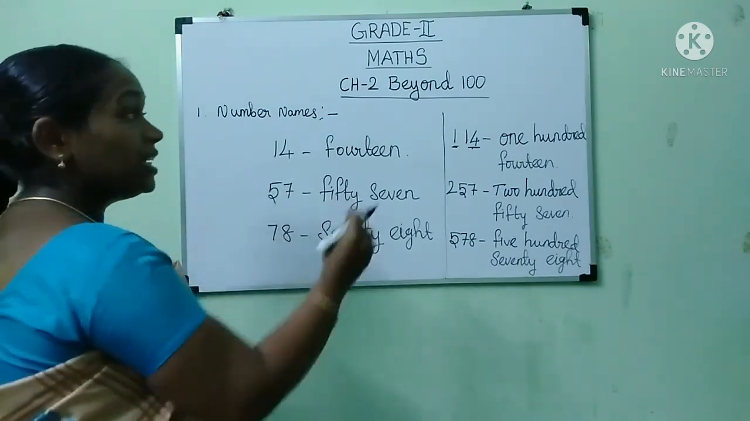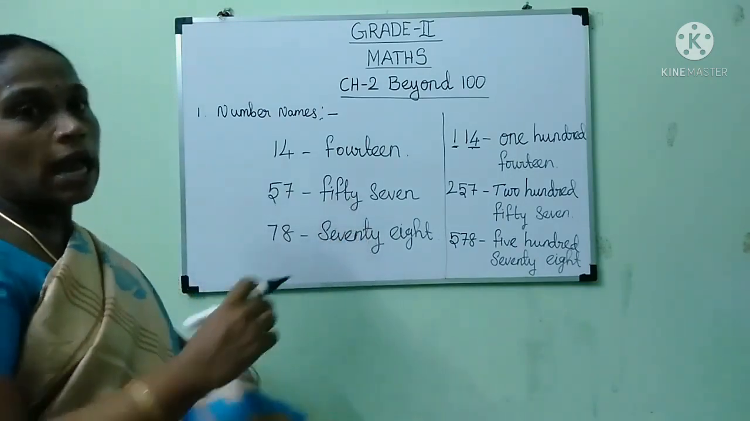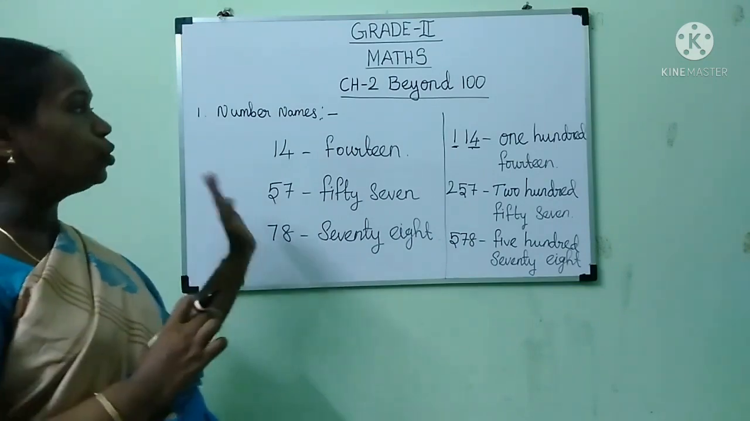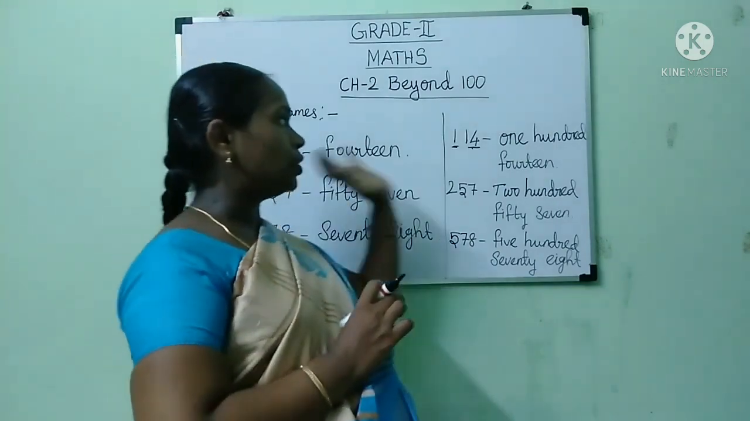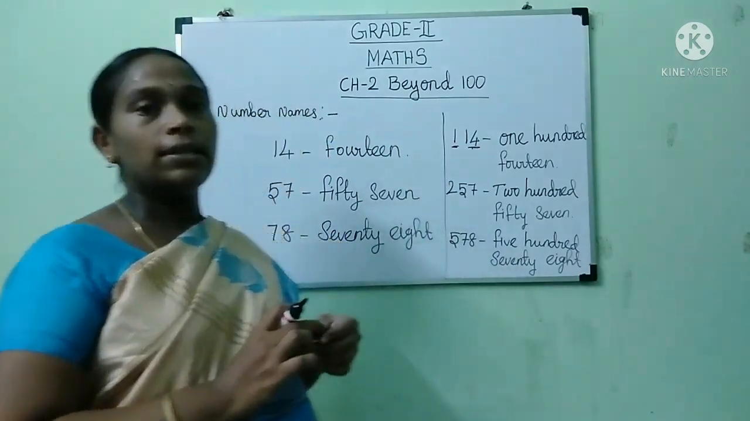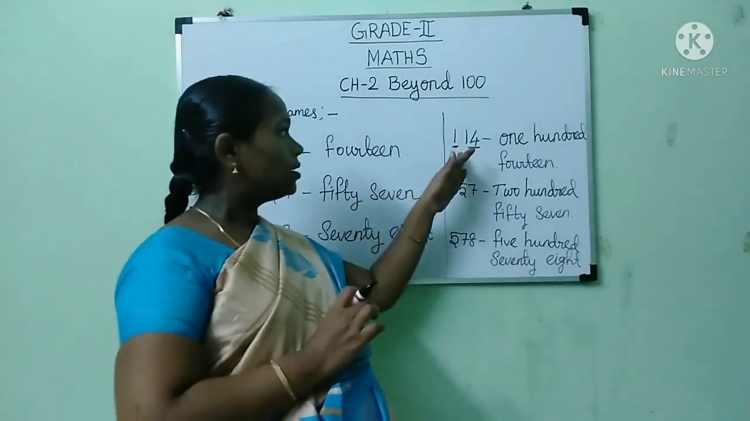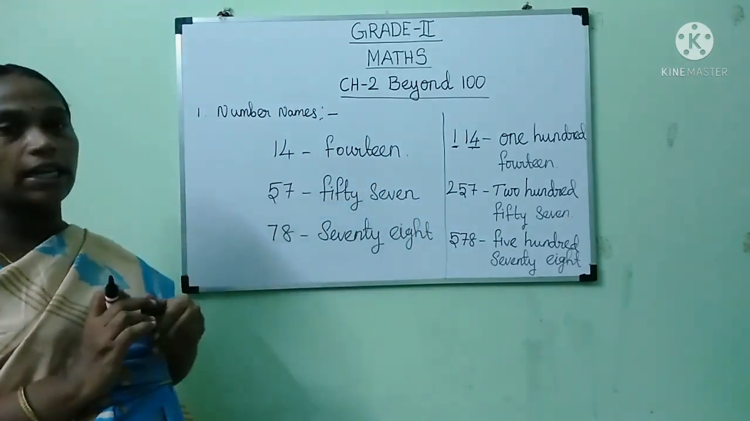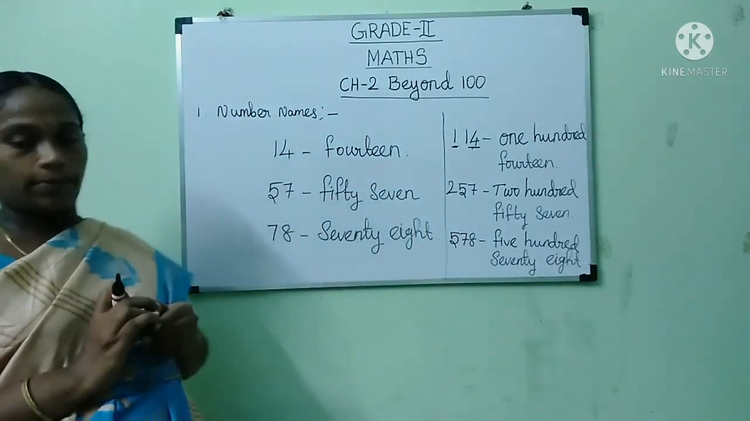How to write these 3-digit number names? I give some example sums. Okay. Are you clear? How to change this 202 and 3-digit place. 3-digit number names. Okay.